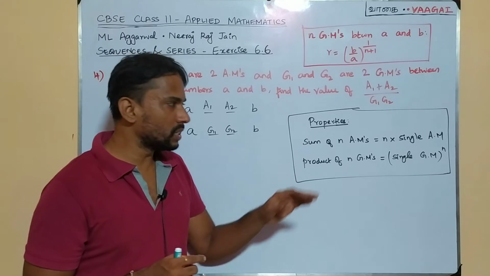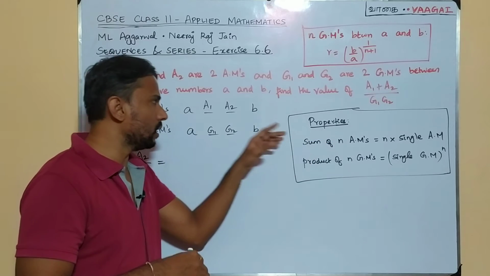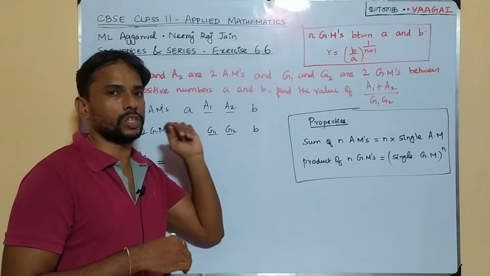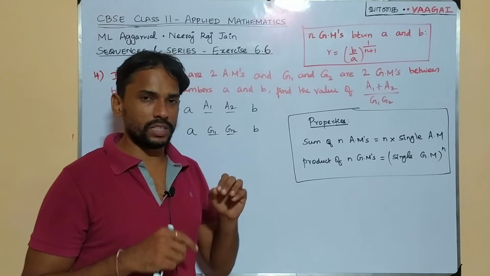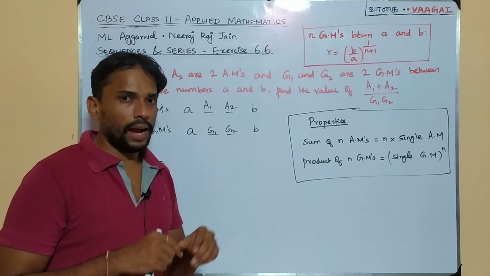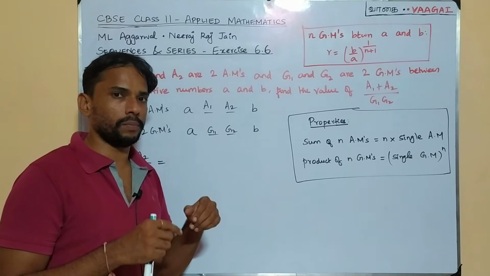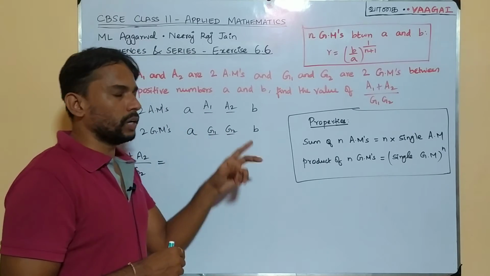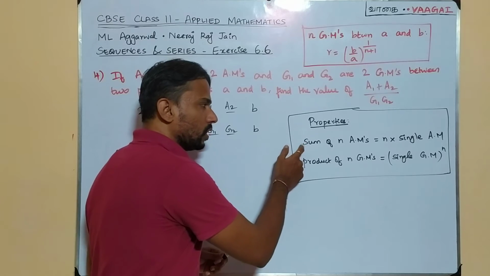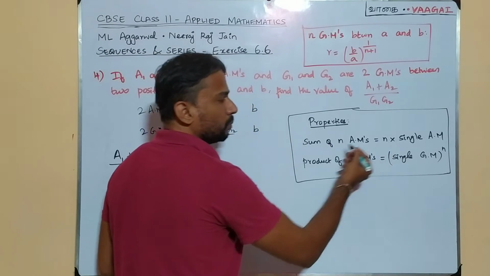Now let us try to use this property over here in this problem, because here also we have a similar situation. We are inserting arithmetic means between our two values a and b, and we are inserting two arithmetic means, a1 and a2. So based on this first property, what we can tell here is the sum of those n arithmetic means.